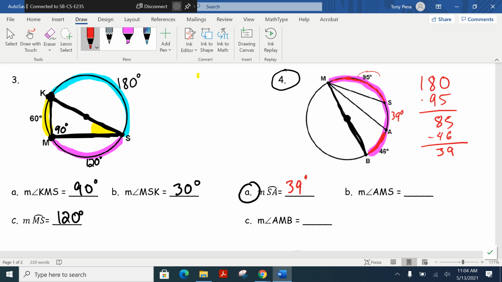Now, you needed to know that one to answer letter B. Once we now know this, look at AMS. Let me clean this up a little bit here. So angle AMS is this angle right here. Notice that creates this arc. We know the arc is now 39 degrees. This is an inscribed angle. This is always half of the arc that it creates. So half of 39 should have been 19.5.